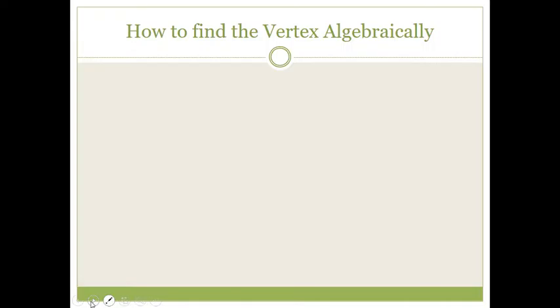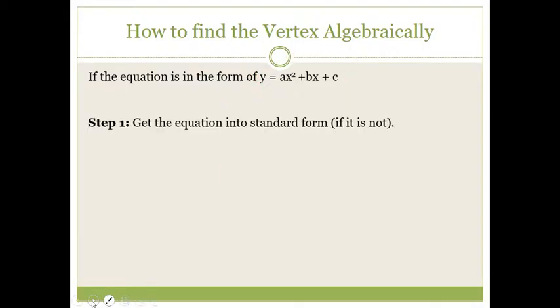Alright, so what if we don't have a graph? What if we just have the equation? Alright? The first thing we have to make sure is that the equation is in standard form. Remember, we want ax squared plus bx plus c to equal 0. When they write it in terms of a graph, yes, they'll have the y coordinate listed. Alright, so the steps for finding the vertex algebraically are to get the equation into standard form if it's not already into standard form.